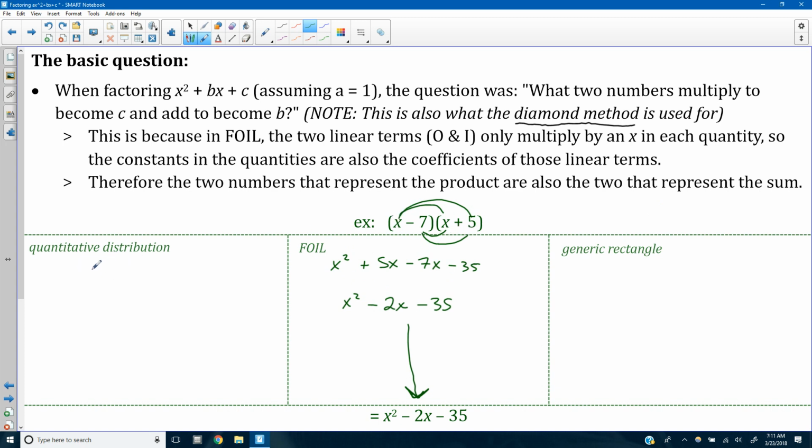Now I'm going to show two different visuals of this, because the FOIL method is going to be most important when we talk about mental factoring. This quantitative distribution method is most important when we talk about factoring by grouping. And then the generic rectangle, of course, is very important when we talk about factoring using the generic rectangle. So I might point back to this slide when I start introducing these concepts, to say, okay, this is us going backwards into here. Because when I went from FOIL, or from here down to here, I did what's called distribution. I distributed this factored quantity into standard form. What we're going to do is factor this standard form into factored form. That's how we're going to be writing this. So we want to be able to go backwards from here up to here.